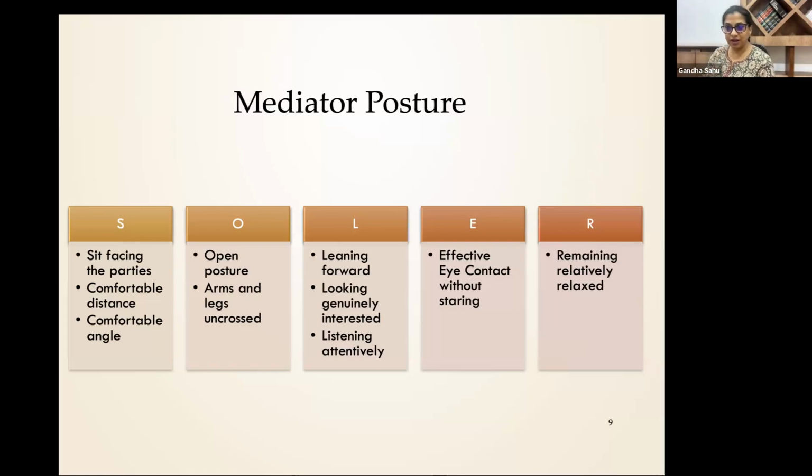Never turn around and face one party in such a way that your back or your side is facing the other party. Always have equal eye contact, or at least divide your attention between the parties in such a manner that you are never turning your back towards the parties. It's not a nice message to give. Sit at a comfortable distance, not too far.